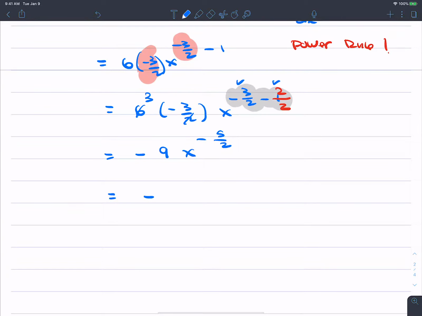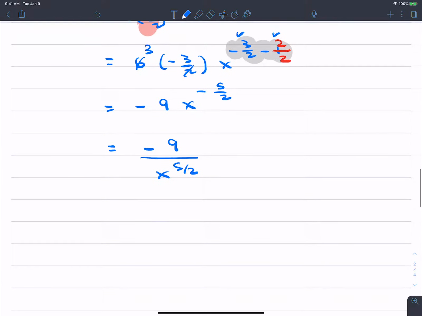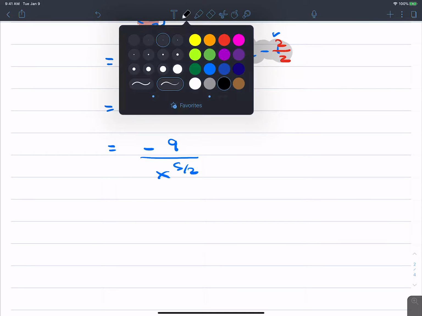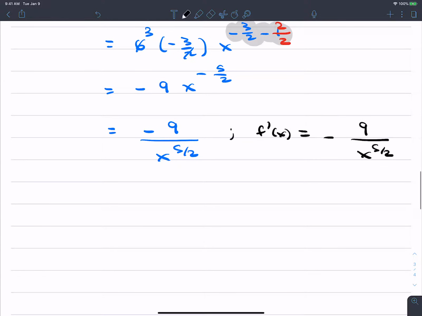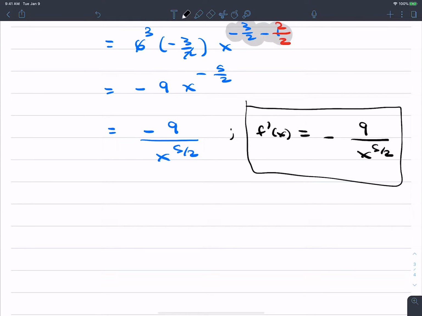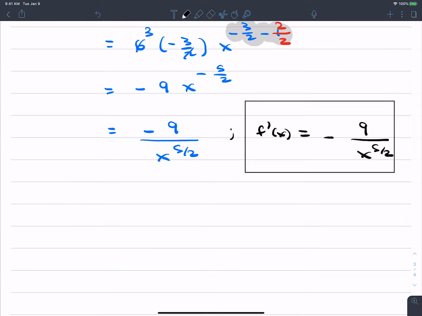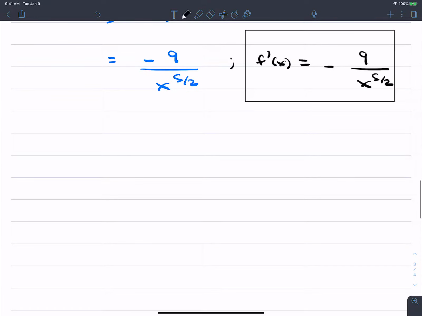We write this as a positive power, x to the positive 5/2, and you're pretty much done. You can now say f prime x is negative 9 over x to the 5/2 power. And here's an acceptable answer. But you may look in the back of the book, and I want you guys to know some of this stuff because, like I said, you're kind of reviewing arithmetic and algebra in a calculus course.